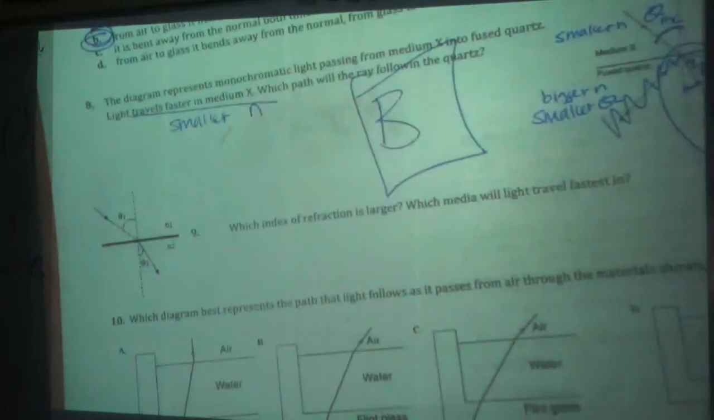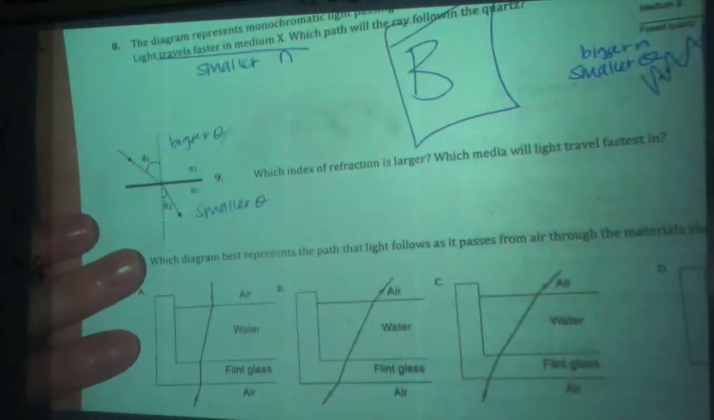Which index of refraction is larger? Which medium or media will light travel fastest in? So let's look. This one has a bigger angle. This one has a smaller angle. So everyone can get there. And then now it's saying, okay, well, what do we know about n? If it's a smaller angle, then that's a bigger n. If it's a bigger angle, then that is a smaller n.